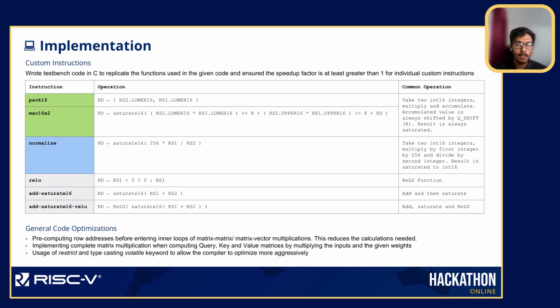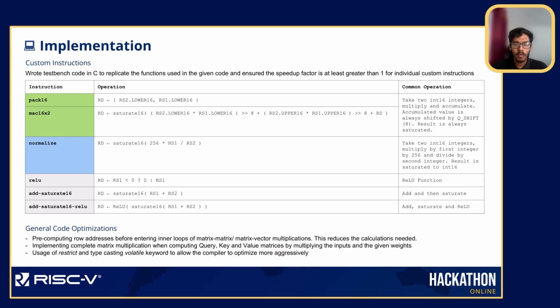So going with the first step of identifying the common operations and collapsing them into single cycle custom instructions, we have pack16 and max16x2. So we are packing 2 16-bit ints and then using max16x2 to multiply and accumulate the pairs. Shifting and saturation is done to fit the problem statement of having S7.8 operands. Then we have normalize to perform division and saturate the result. Multiplication and division hardware have been added through these instructions to the system.